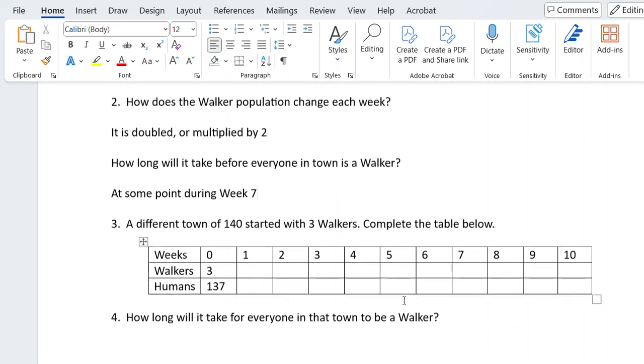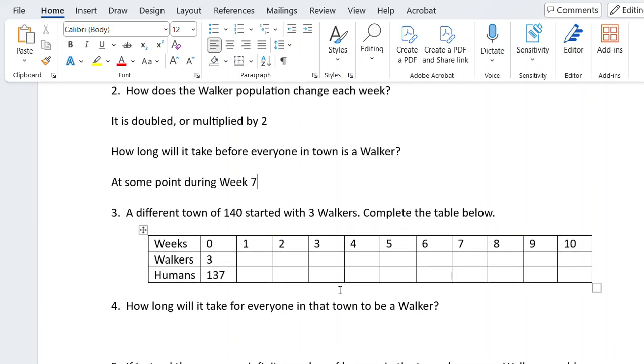Now we're going to do another example where we're starting with 3 walkers. And so in our first week, each of the 3 walkers is going to bite a human. And so we're going to have 6 walkers. And that means that we're going to have 134 humans. After week 2, each of those 6 is going to bite another human and turn them into a walker. So I will have a total of 12. And then my total number of humans is going to be 128.